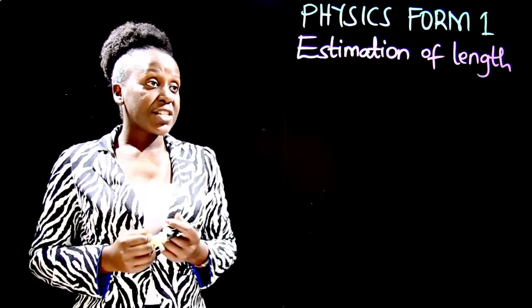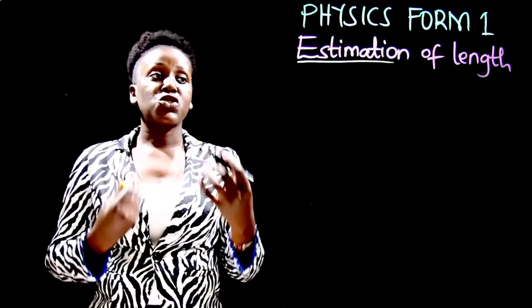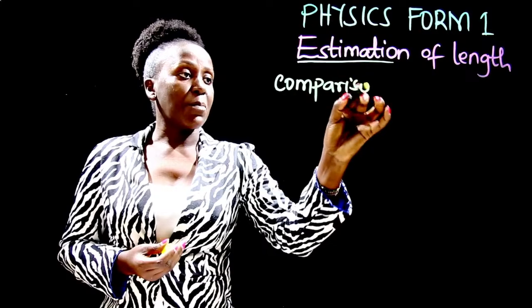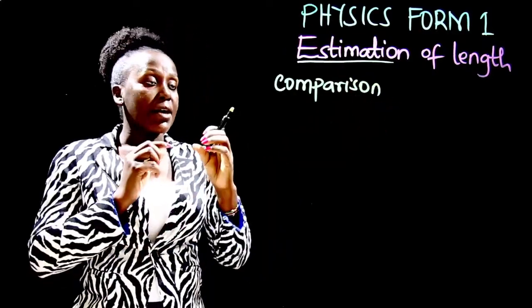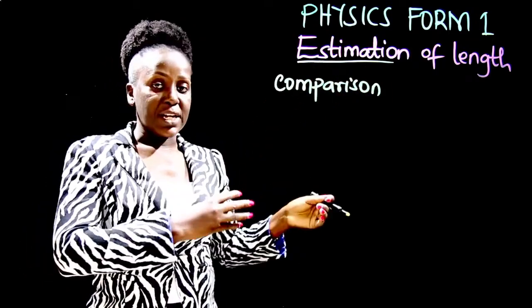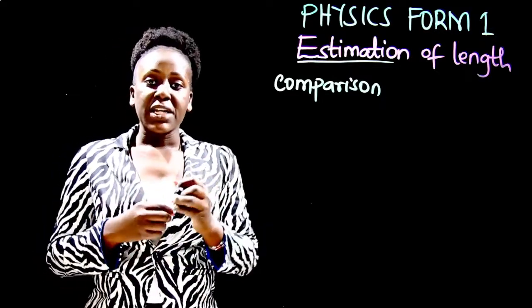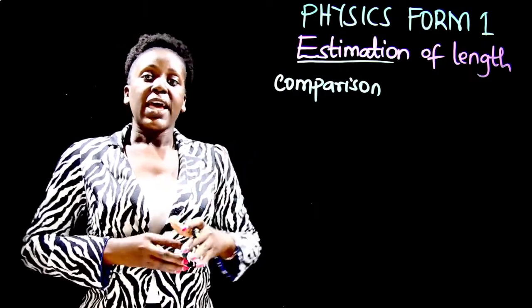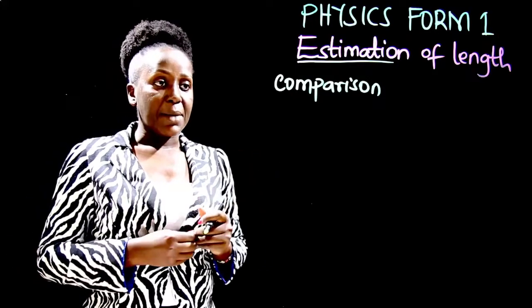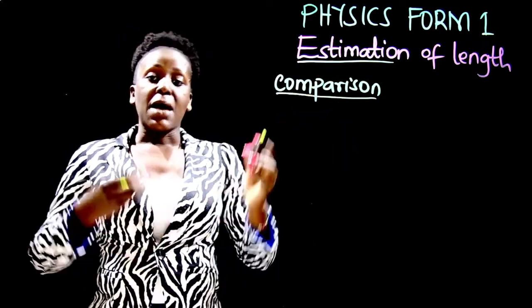Now, what you might have noticed from the video is that anytime you want to estimate length, you must do some sort of comparison, okay? You must do some sort of comparison between the object whose length you want to estimate and another object whose length you already know. For instance, in the video, you wanted to find out the length of a phone, and you had to compare that to the length of a pen, which was already predetermined. So anytime you want to estimate length, the aspect of comparison comes in.